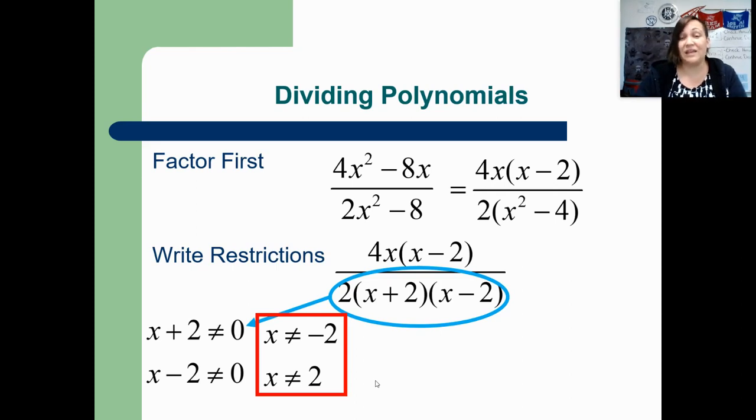Remember, that means if x is positive 2, and I plug that into my denominator right here, I'm going to get 2 minus 2, which is 0. And 0 times anything is 0, and the whole thing turns into a 0. So we're trying to find numbers that would make the denominator a 0, and then we're saying that those are bad numbers. Don't use them.